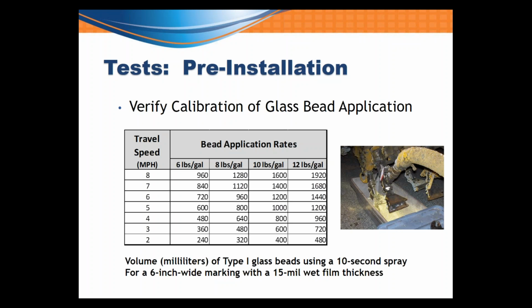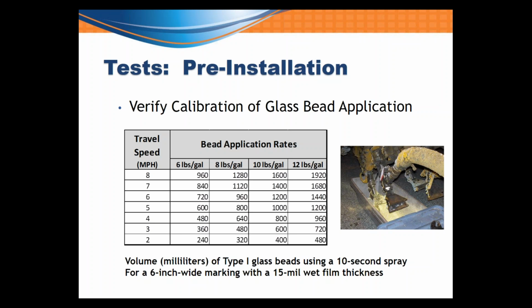Next is to verify the calibration of glass bead application. Most glass bead application rates are given in pounds of beads per gallon of the specified marking material. To ensure that beads are applied at the specified rate, the bead guns must be calibrated prior to the marking installation. Verifying that the calibration is performed is an inspector's best opportunity to ensure that the rates will be met.